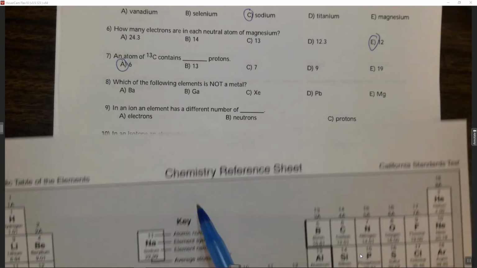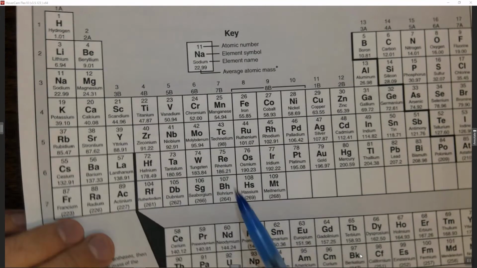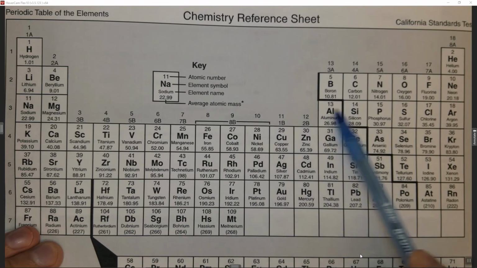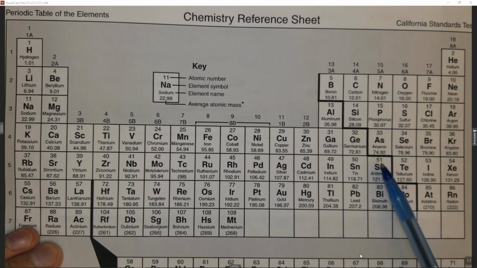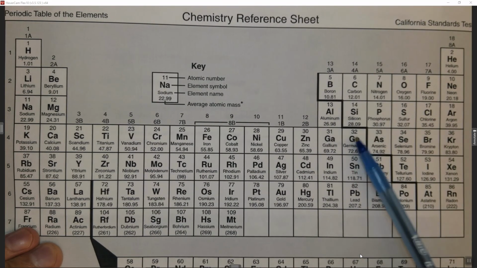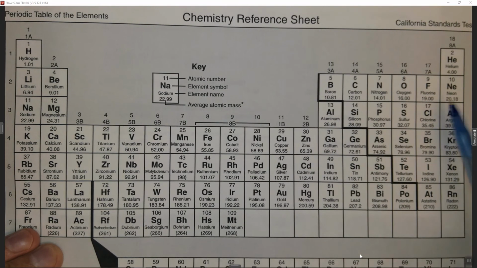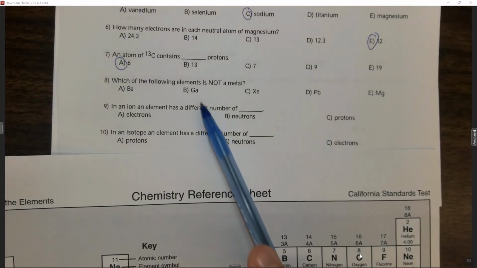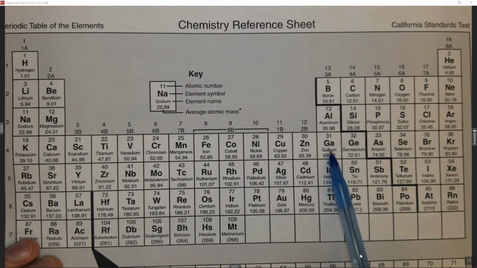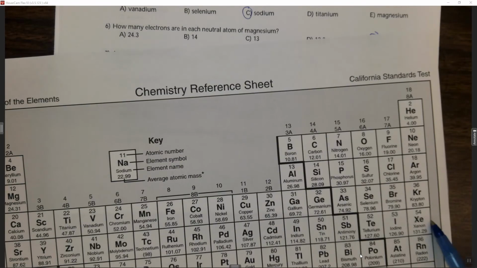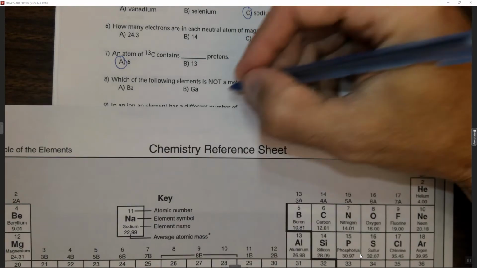So what's the first choice? The first choice is barium. Barium is right here, which is a metal. Again, the staircase line, touching it on two sides, is going to be your metalloids, where aluminum is actually a metal, and then over here is your non-metals. All right, so gallium is right here, it's a metal. Xenon is the answer, because xenon is right here, it is a non-metal.